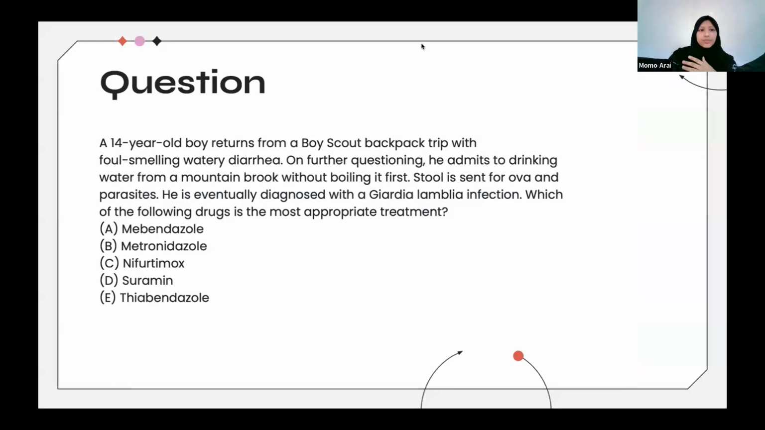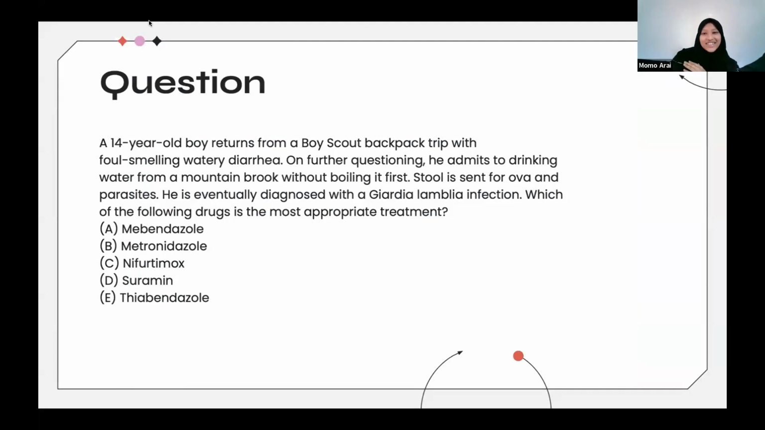Okay, a 14-year-old boy returns from a Boy Scout backpack trip with foul-smelling watery diarrhea. On further questioning, he admits to drinking water from a mountain brook without boiling it first. Stool is sent for ova and parasites. He is eventually diagnosed with a Giardia lamblia infection. I never could pronounce it. Which of the following drugs is the most appropriate treatment?